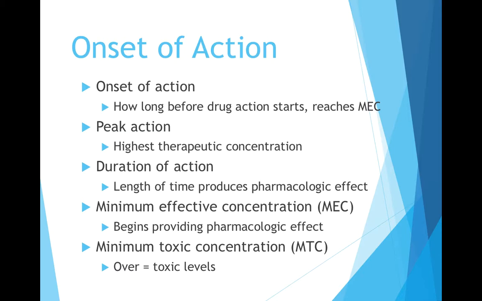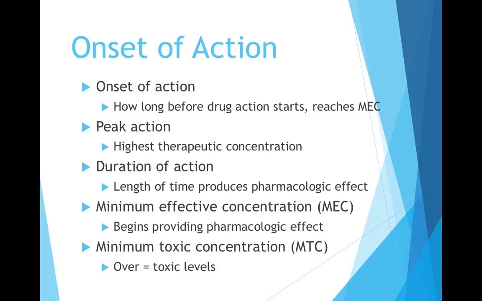Onset of action is another measure we look at. We look at onset, peak, and duration of action as measures. These are aspects of pharmacodynamics that you need to understand. We want to know how long it takes before the drug action starts and reaches what we call a minimum effective concentration, or MEC. Then we see a peak action at a drug at its highest therapeutic concentration, and then we see the length of time that this pharmacologic effect is produced, which gives us our duration of action.